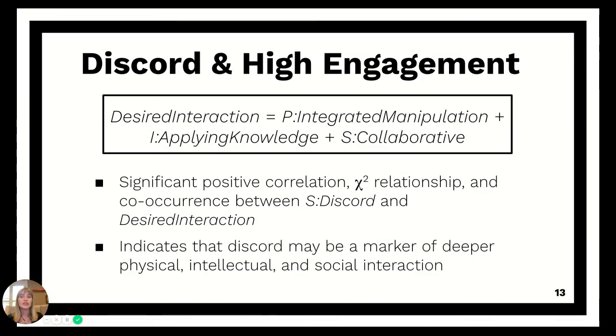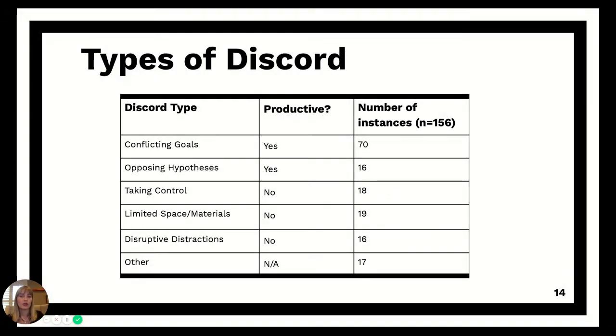Our statistical analysis of the coded videos, described in more detail in the paper, revealed that there is a significant positive relationship between occurrences of social discord and the desired interaction that I just described. This indicates that discord may be a marker of deeper physical, intellectual, and social interaction.